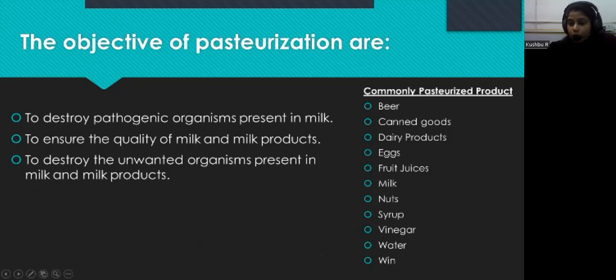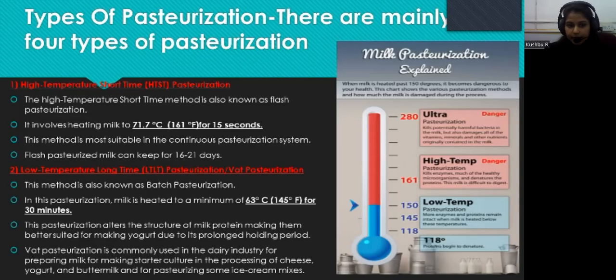We always tend to assume that pasteurization is meant for milk. Apart from milk, we also pasteurize various other products such as beer, canned goods, dairy products, egg, juice, nuts, syrups, vinegar, water, and even wine. The objective behind this methodology is to destroy the pathogenic organisms that are present in the milk by the process of milking or packaging or processing, and also to ensure the quality of the milk is to its fullest, also to destroy the unwanted microorganisms present.